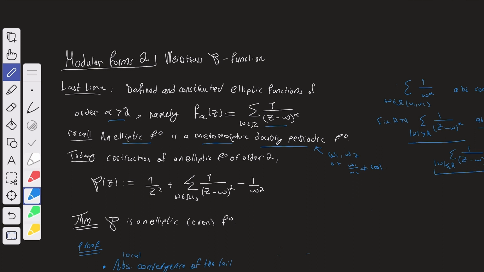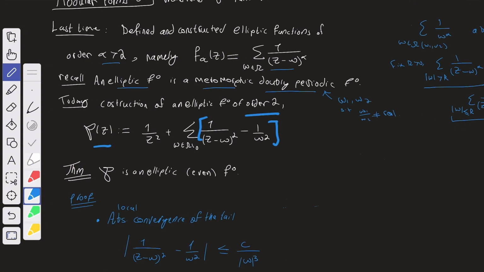So now we turn to the construction of an elliptic function of order 2, which we shall call the Weierstrass P-function. So the Weierstrass P-function is defined as 1 over z squared, plus the sum over omega of 1 over (z minus omega) squared. However, to guarantee absolute convergence, we have to add a correcting term to this. That is minus 1 over omega squared. We're gonna claim that P is actually an elliptic function, but before we prove this, let us motivate why we need this correcting term.